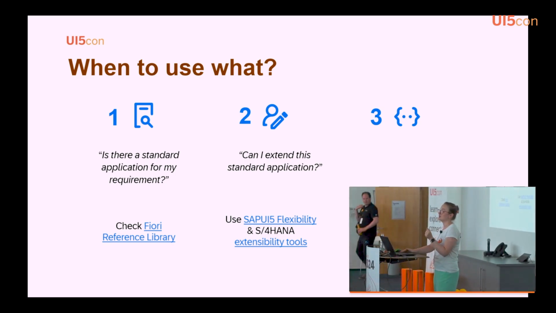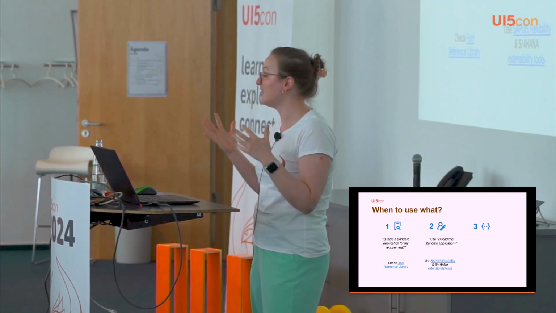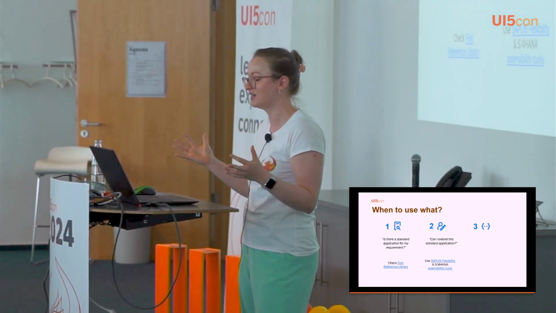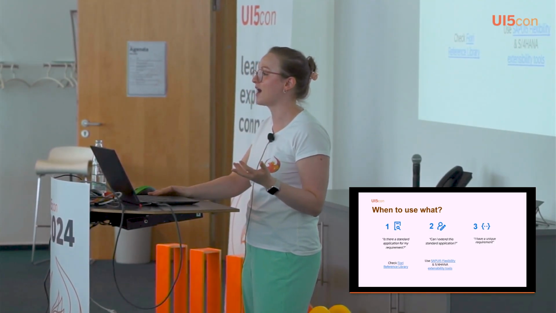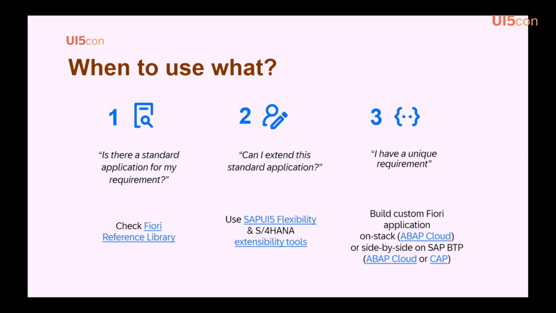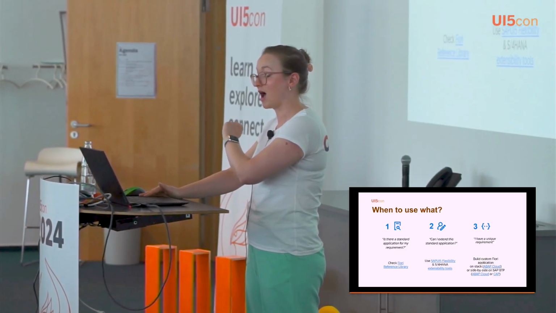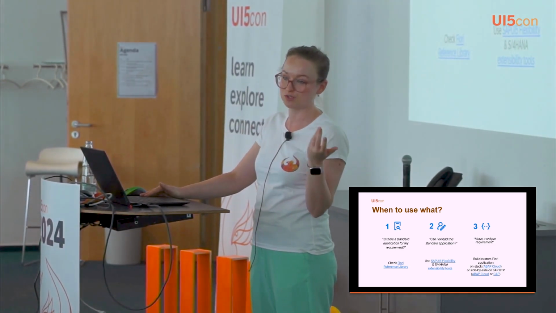And then if you see extensibility didn't work, so I can't get it to work, or if you didn't find any application that you can reuse because your use case is so unique, then of course the custom route. Then you have a really unique requirement, and then of course building a custom application, for example with Fiori elements, either if you're in the ABAP world, in the on-stack environment with the ABAP cloud, or on the side-by-side extension as with BTP ABAP environment. Those are then your options.